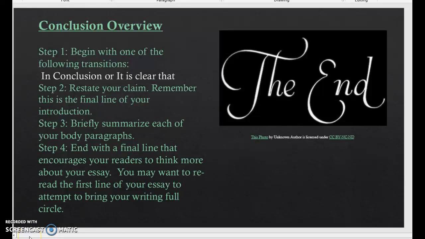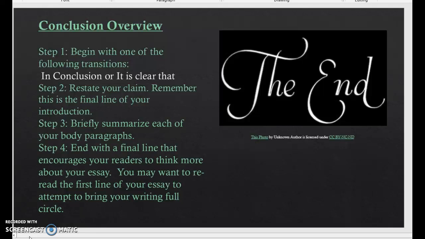Okay, so today we are going to be talking about everything you need to include in your conclusion paragraph. So I just want to remind you guys, the reason why we write conclusions is so that we can remind the people reading our work of the key points in our essay or our writing piece. And we also want to encourage them possibly to think more about our topic.